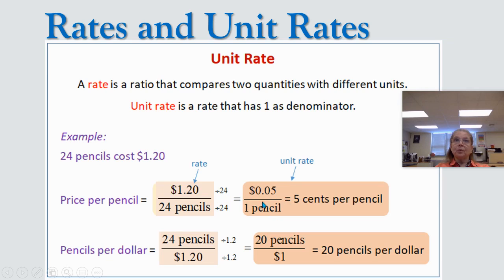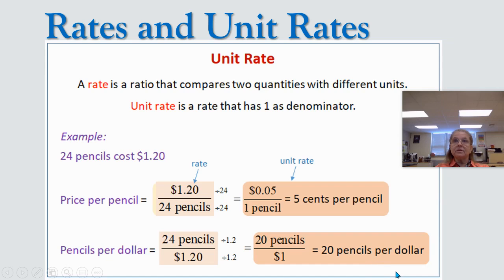I can write it as 0.05 per pencil, or 5 cents per pencil, and now I have a unit rate. What if I wanted to know how many pencils I could purchase with $1? Well, I would put the dollar now in the denominator and the pencils on top. And now I divide the 24 by the $1.20. 24 divided by $1.20 means I can get 20 pencils for $1, 20 pencils per dollar. So now it's a unit rate.